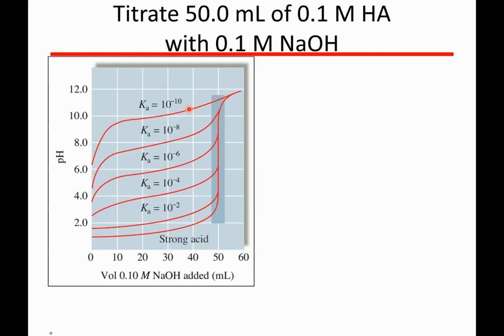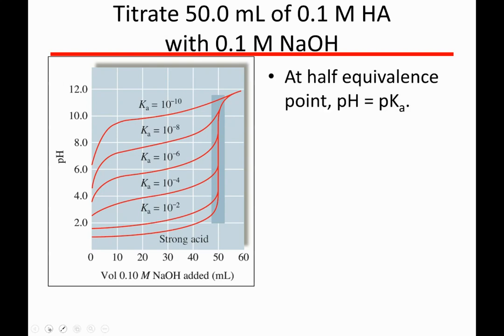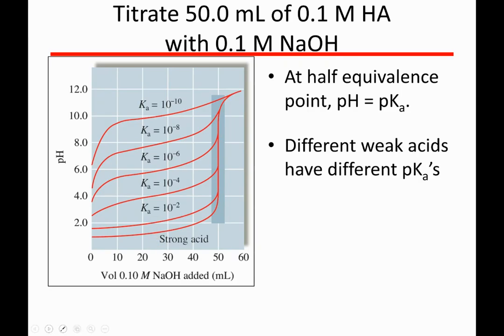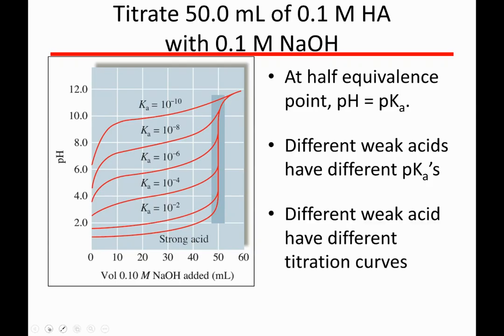But some things that are the same, that are worth noticing in this, is when you look at the half equivalence point, which if the full equivalence point is at 50 milliliters, the half equivalence point is at 25 milliliters, the pH will be equal to the pKa. We know that from the Henderson-Hasselbalch equation. Because different weak acids have different pKa's, you're going to have different pHs at the half equivalence point. And we could draw in the line showing where the half equivalence point is.